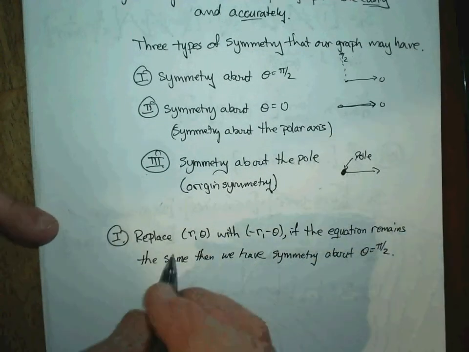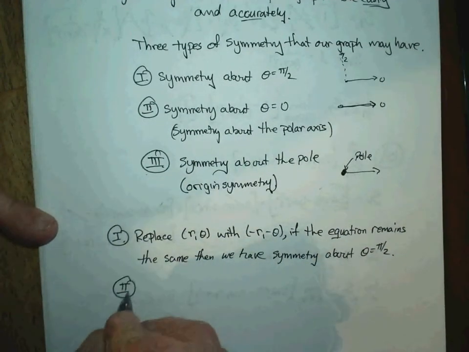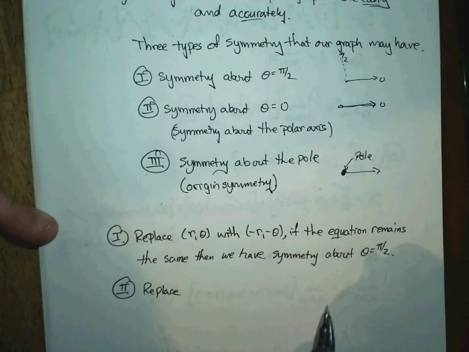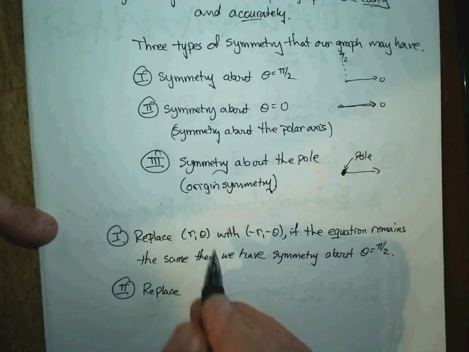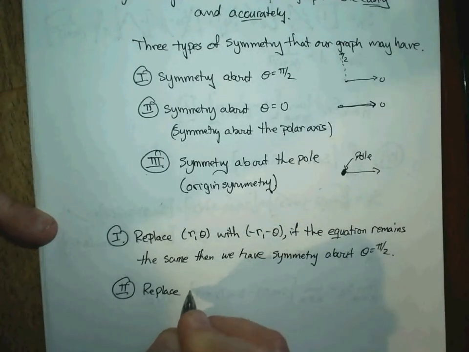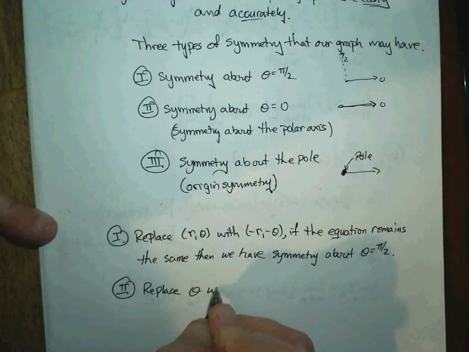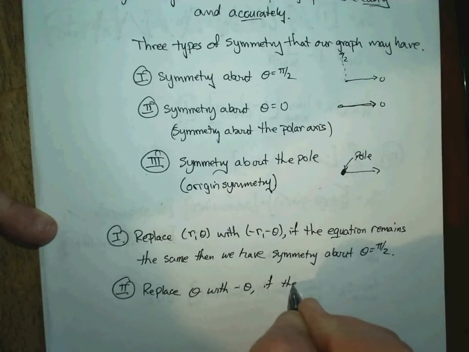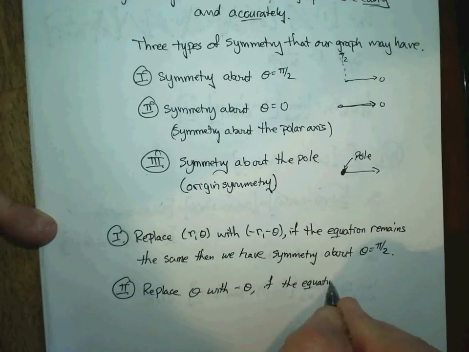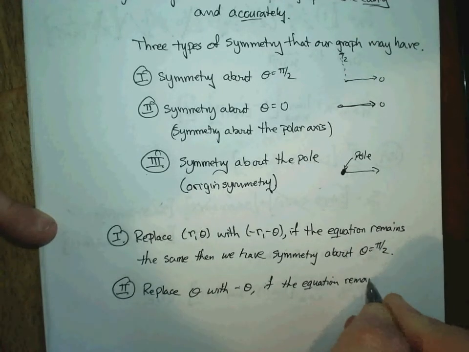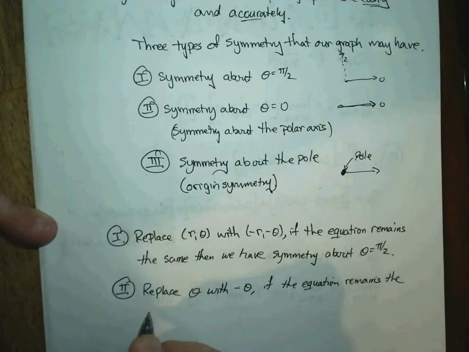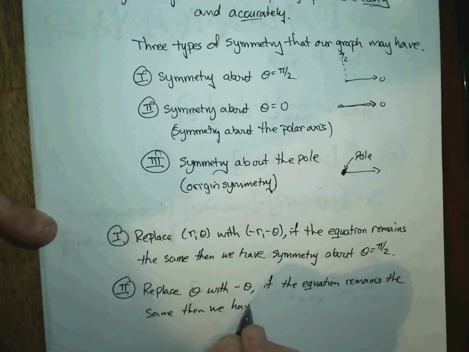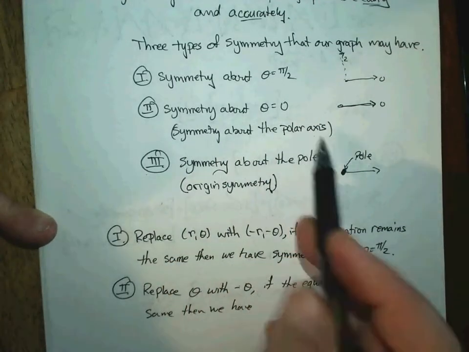The second test, it's also a replacement test, but this time we only replace the theta with negative theta. If the equation remains the same, then we have symmetry about the polar axis.